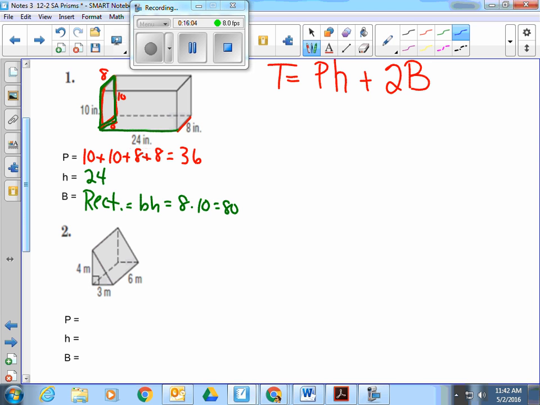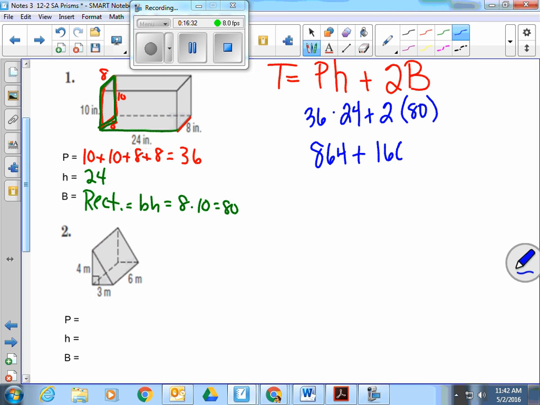Now I can come back over here and plug in perimeter of my base. My perimeter would be 36 times my height, which is 24. And then the area of my base is going to be 80. So what is 36 times 24? 864. Yes. Thank you. And then 2 times 80 is 160. And that means that my answer is 1024. 1024 what? Inches squared. Very good.